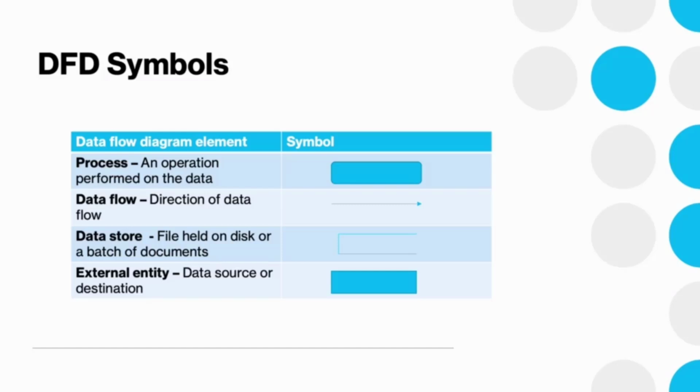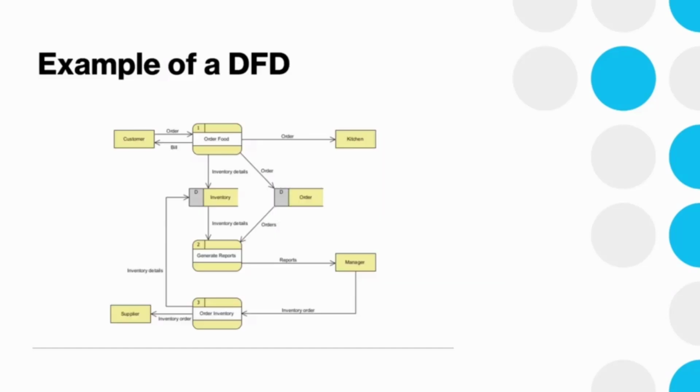The first one, a curved rectangle, shows a process, an operation performed on the data. The second one, an arrow line, shows the direction of data flow. The third one, an open rectangle, shows data store, file held on disk or a batch of documents. The last one, a rectangle, shows an external entity, which could be a data source or a destination. Here is an example of a data flow diagram. This one shows a generalized data flow for a restaurant.